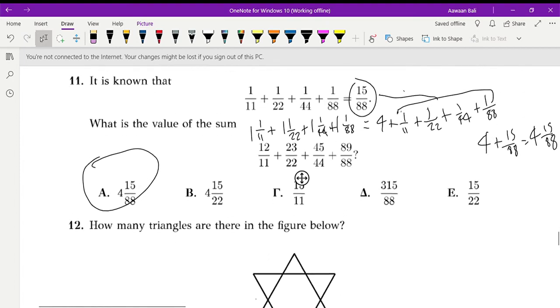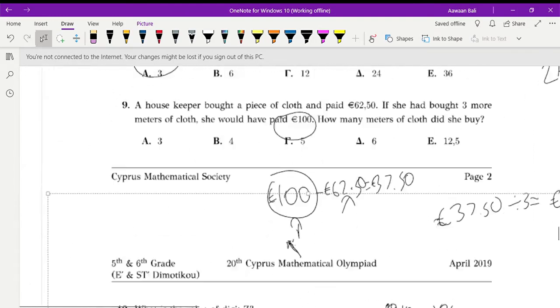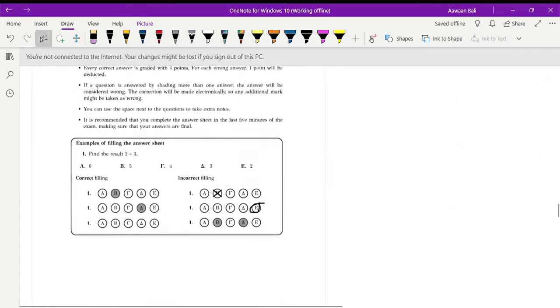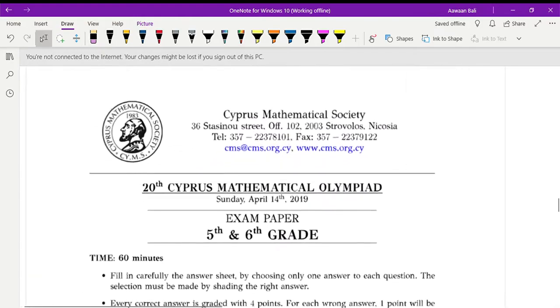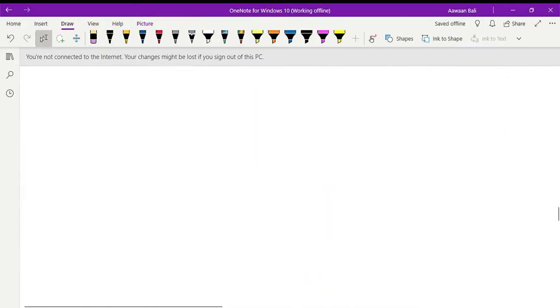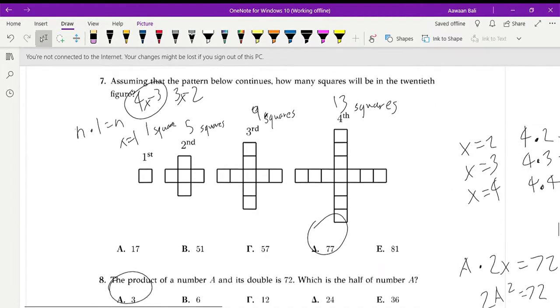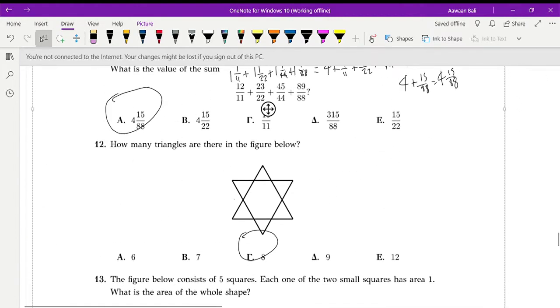Welcome back to the Maths Olympiad paper 2019. If I'm correct, it's the 20th Cyprus Mathematical Olympiad.